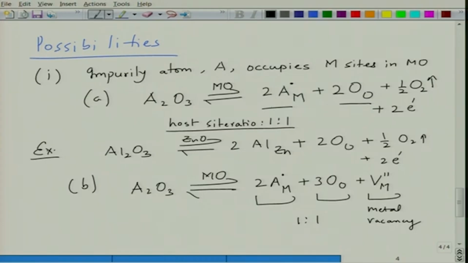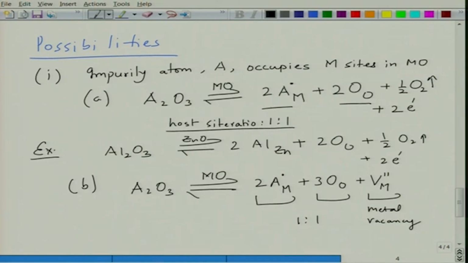So, again the site balance was maintained, and site balance is that of the host lattice, not of the foreign lattice. Okay, it is that of the host lattice, because the host lattice is the one which is accommodating the impurity, not the other way around. If you have it the other way around, you will have to do it the other way around. Okay. So, this is one possibility.